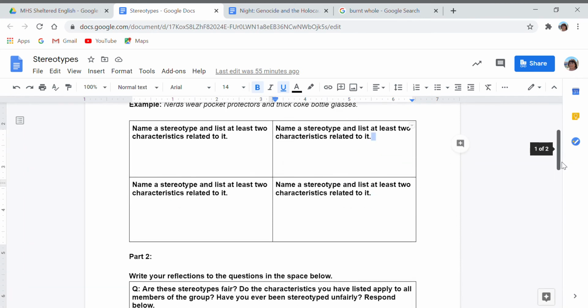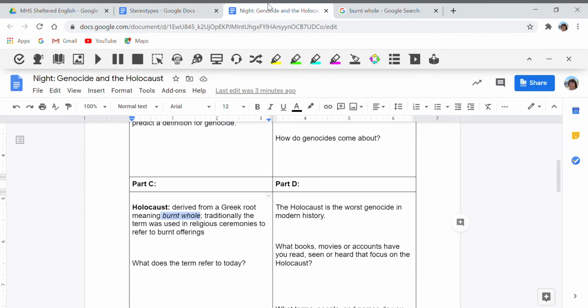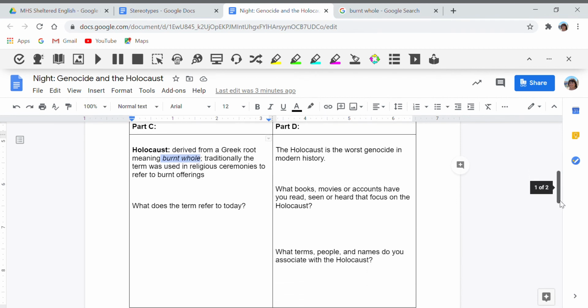So after you answer that question, go back to part D. The Holocaust is the worst genocide in modern history. What books, movies, or accounts have you read, seen, or heard that focus on the Holocaust? So maybe you're familiar with the Holocaust, you've seen some movies, or you've read some books. Write those examples right here below that question.